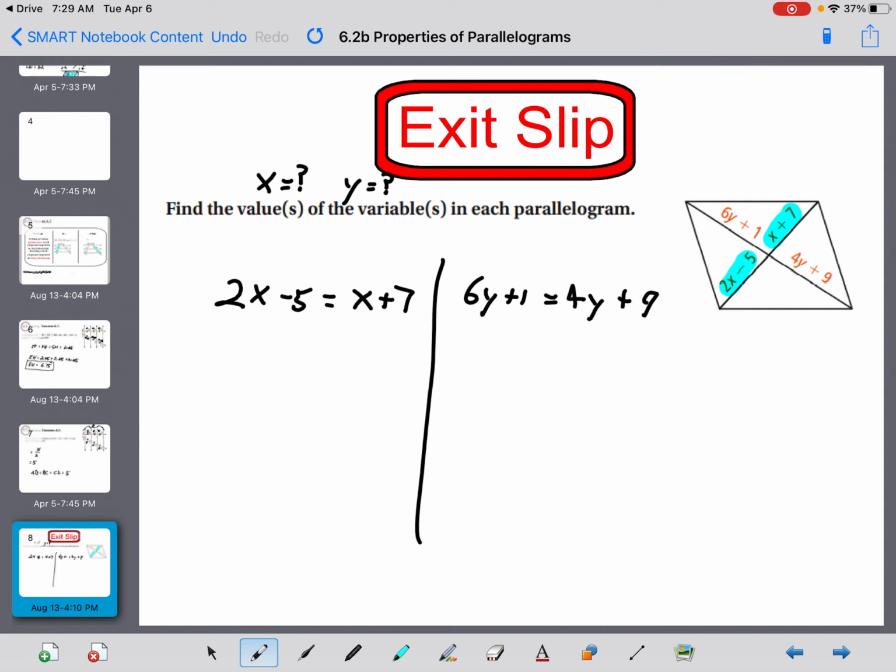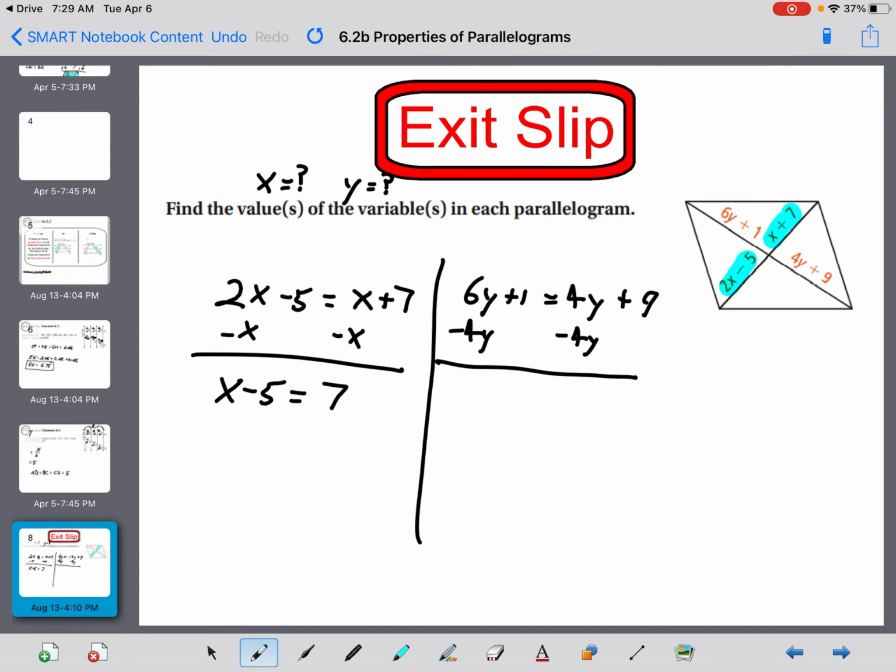Remember, move the smaller variable over. I'm going to subtract x on both sides here. I'm going to subtract 4y on both sides here. And we get x minus 5 equals 7. And 2y plus 1 equals 9. And then you're going to finish these equations. This is a 1-step. This is a 2-step. Okay, and tell me what they equal.